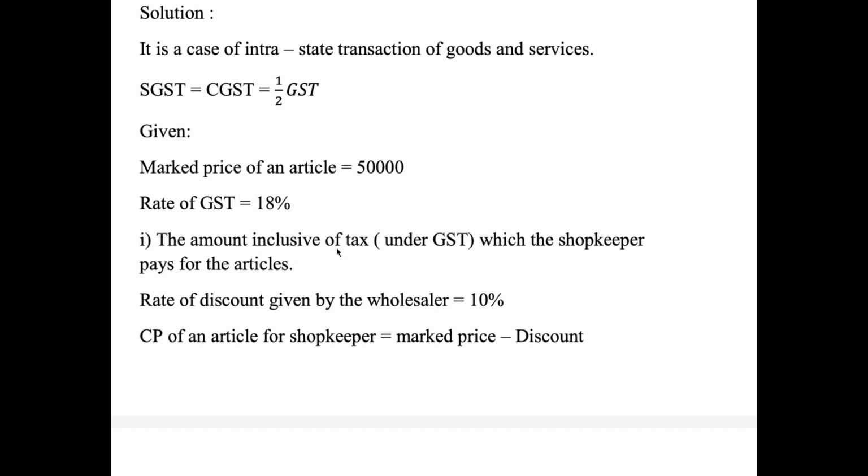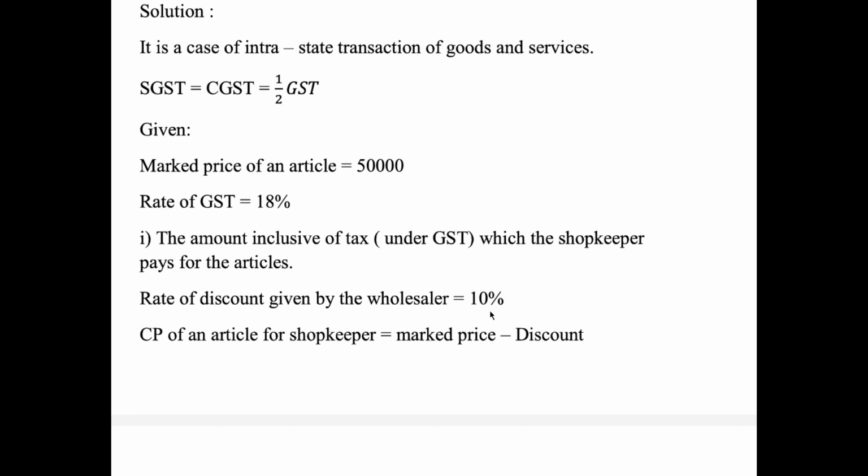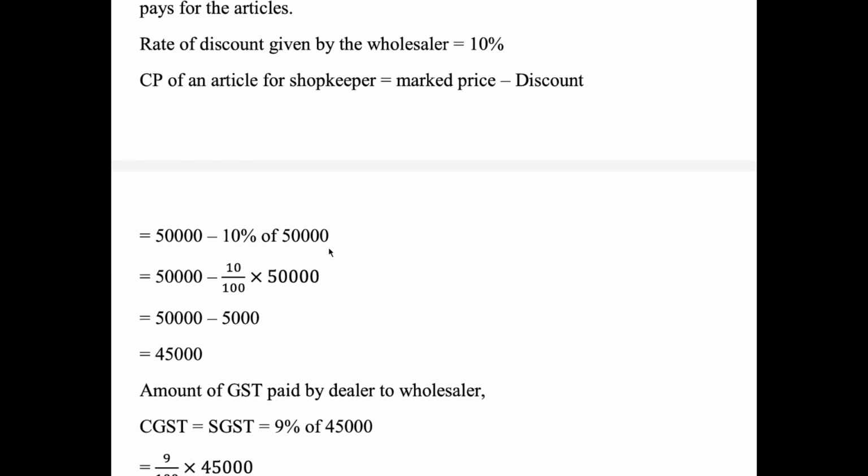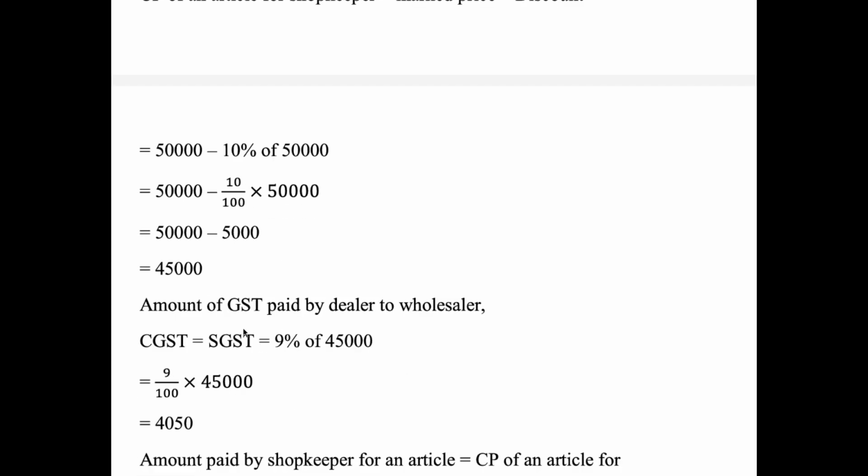So amount inclusive of tax that is under GST which the shopkeeper pays for the article, rate of discount given by the wholesaler 10%. So CP of the article for shopkeeper, marked price minus discount, that is 50,000 minus 10% of 50,000. So that comes to 45,000.